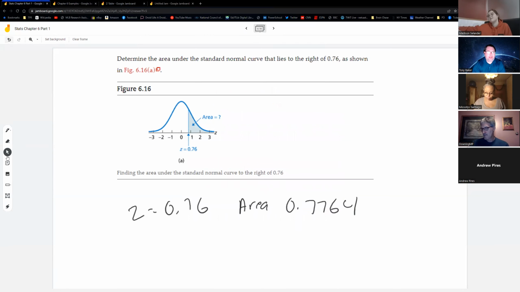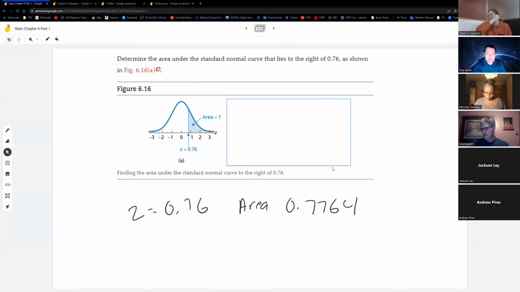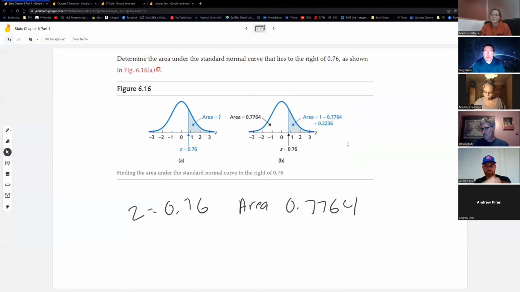So let's look at this. Notice how they did this one. Remember, the area that we're getting is always going to be from the left to that point. So the 0.76 was 0.7764. But since that's the left over, and I wanted from that point all the way to the right, we have to do 1 minus that. So we do the 1 minus the 0.7764. Now you can start to see the connection between what we did at the beginning with that formula. We were calculating it out, and this is the same thing. The only difference is we're using a table to come up with the area instead of plugging the numbers into the formula.